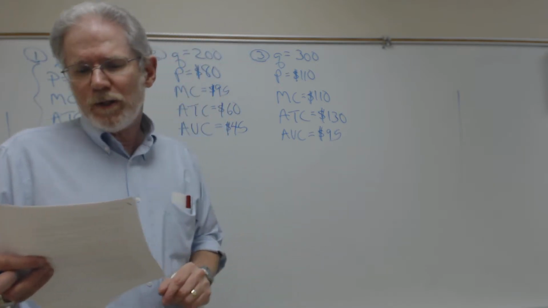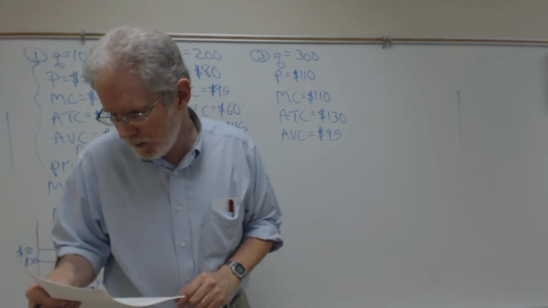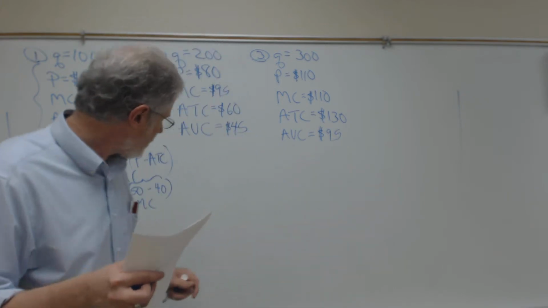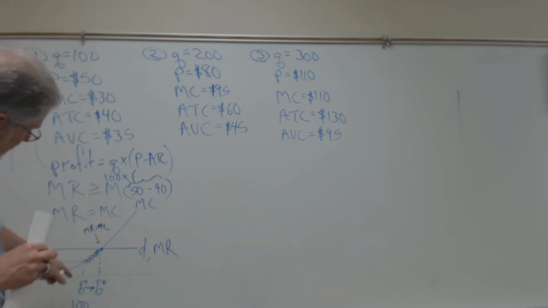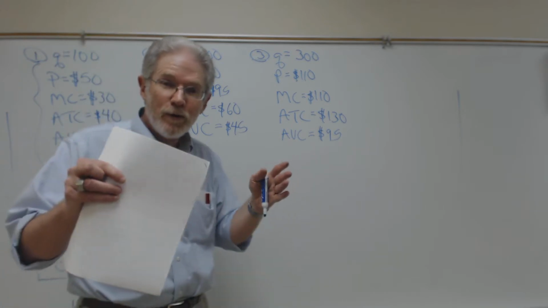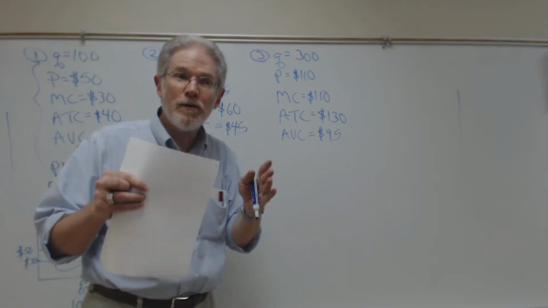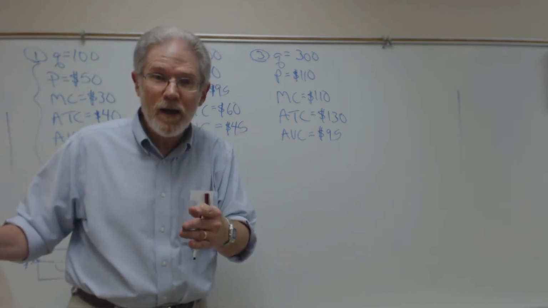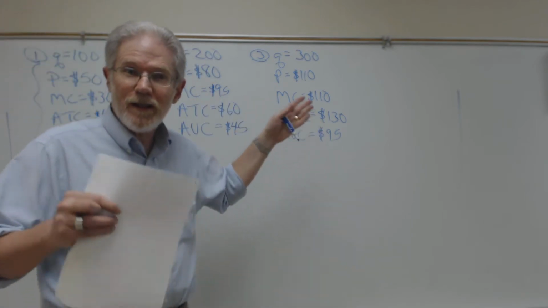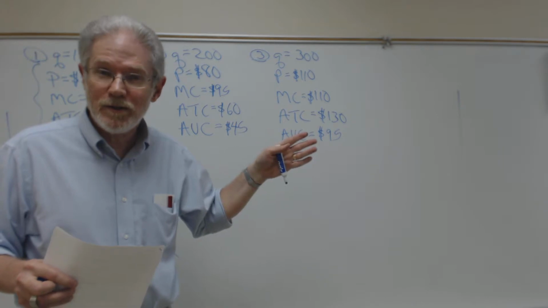Part C, if the firm expects these conditions to continue in the future, should it produce, shut down temporarily, or go out of business? Obviously, even though it's not at the best level of output, it's making profits. The owner is doing better than he could do if he produced in some other market. So if he thinks this is going to continue, absolutely, he should continue to produce.